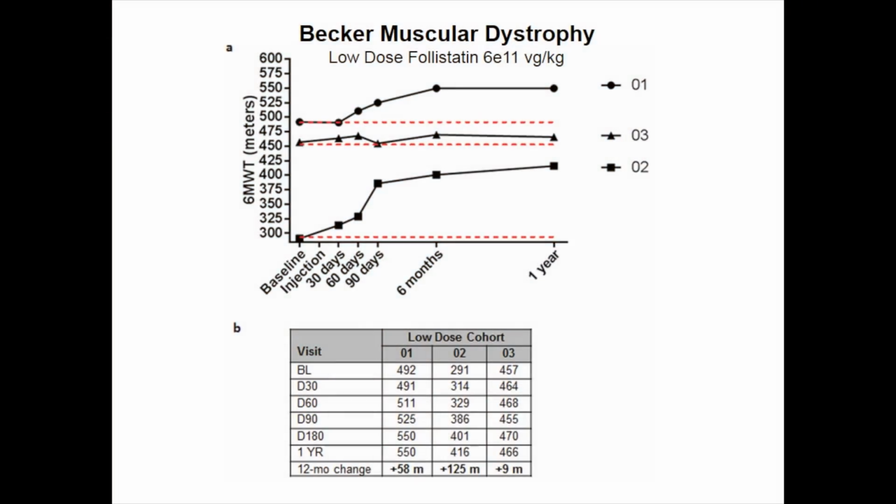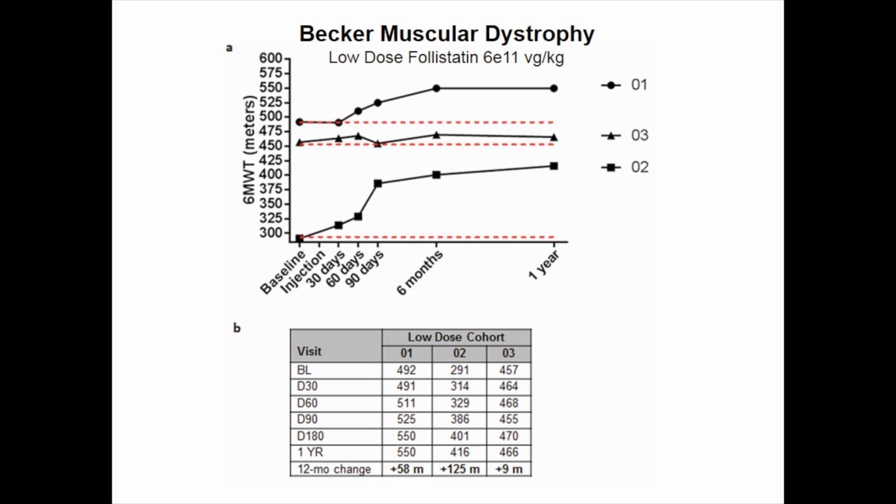This is the first three. We injected two doses. One improved 125 meters in the 6-minute walk. Another improved 58 meters in the 6-minute walk. And one didn't respond. Well, that's clinical trials.